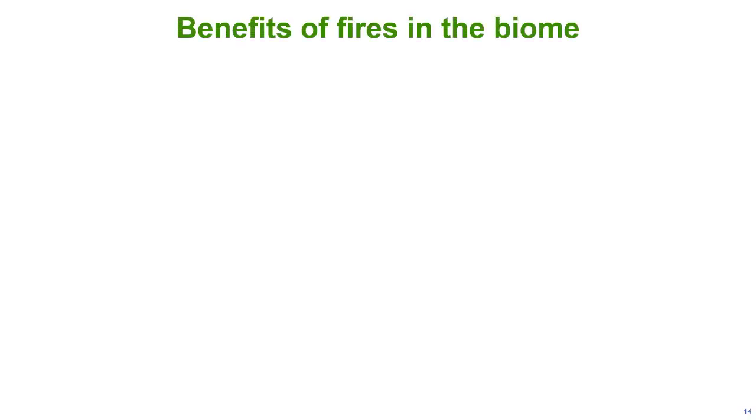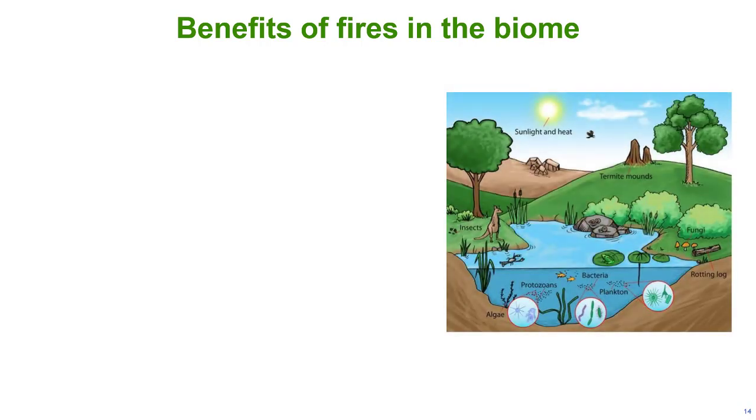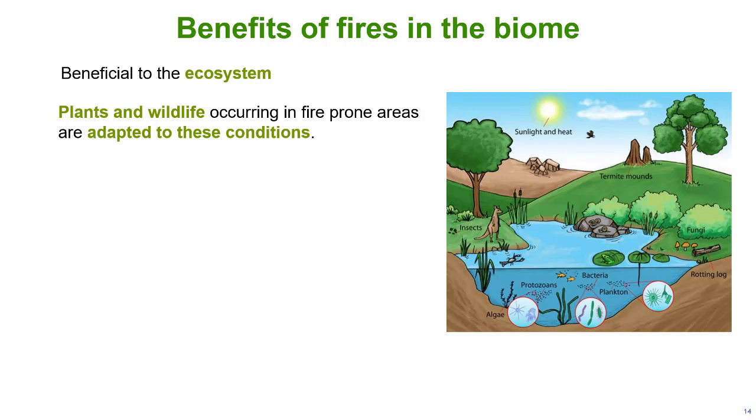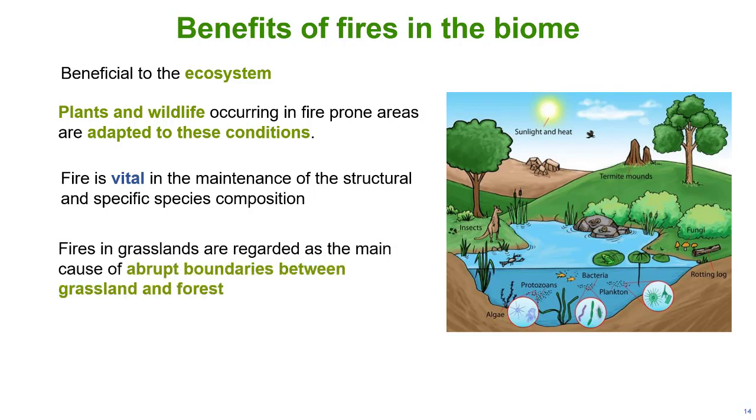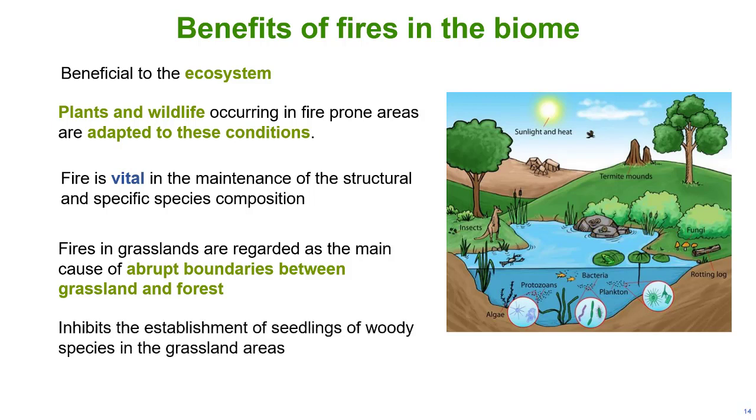Fire is in most cases beneficial to the ecosystem, and the plants and wildlife occurring in fire-prone areas are adapted to these conditions. Fire plays an important role in maintaining the grassland structure and species composition. Regular fires in grasslands are regarded as the main cause of abrupt boundaries between grassland and forest, since it inhibits the establishment of seedlings of woody species in the grassland areas.